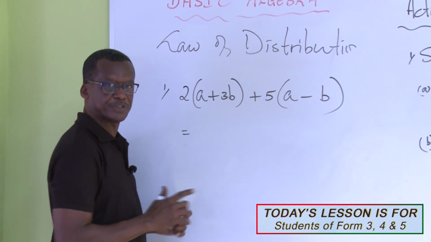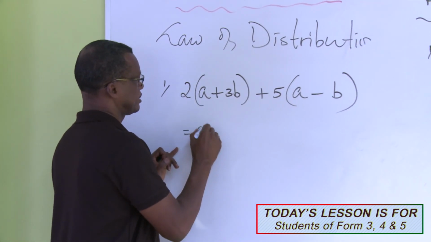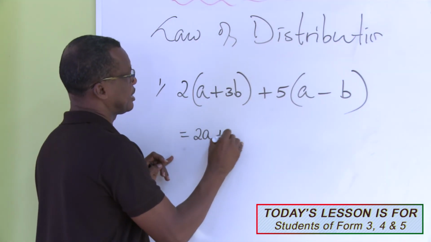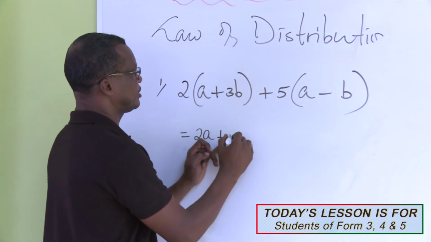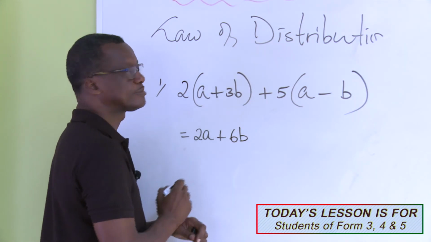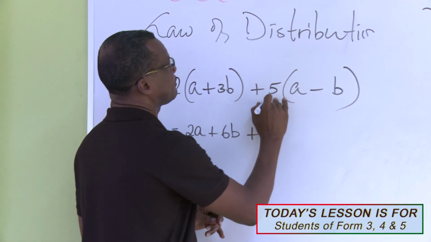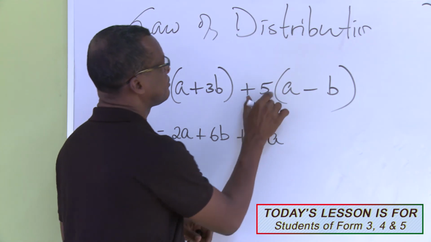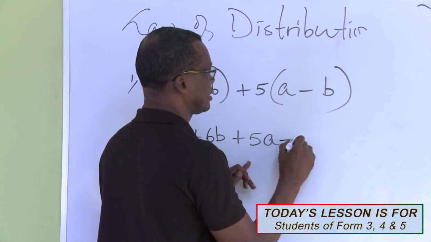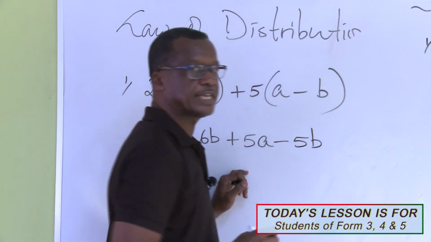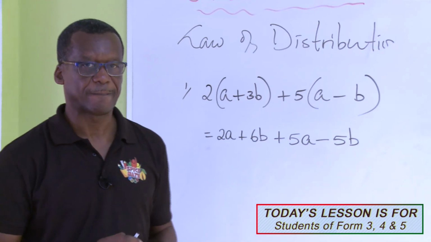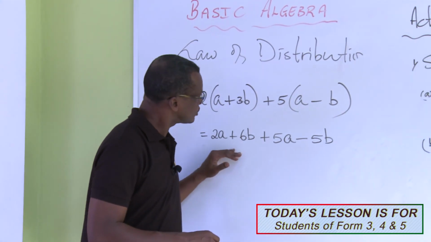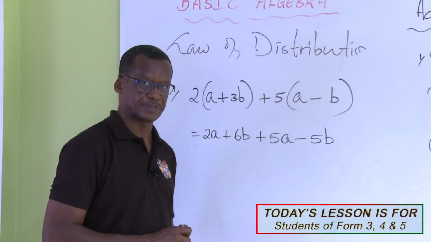So let's use the law of distribution. 2 times a gives me 2a. 2 times 3b, and it's a positive times a positive, so it'll be plus 6b. Plus 5 times a, 5a. And now 5 times negative b gives me negative 5b. So now we see an expression where we have two sets of like terms.